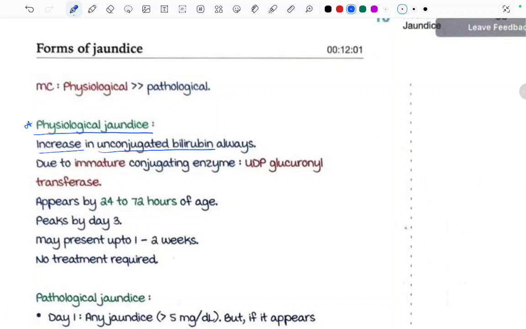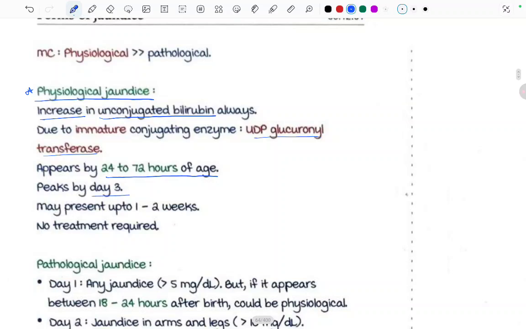This is due to the immature conjugating enzyme, UDP glucuronosyltransferase. We saw that this conjugation takes place in the liver, and during the initial days after birth, the enzyme is immature, which causes unconjugated hyperbilirubinemia. This physiological jaundice appears by 24 to 72 hours of age, peaks by day 3, may persist up to 1 to 2 weeks, and no treatment is required.